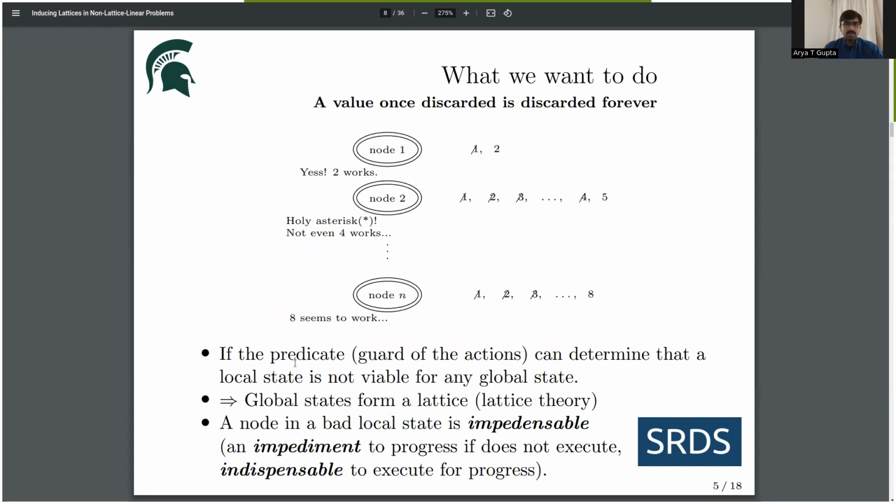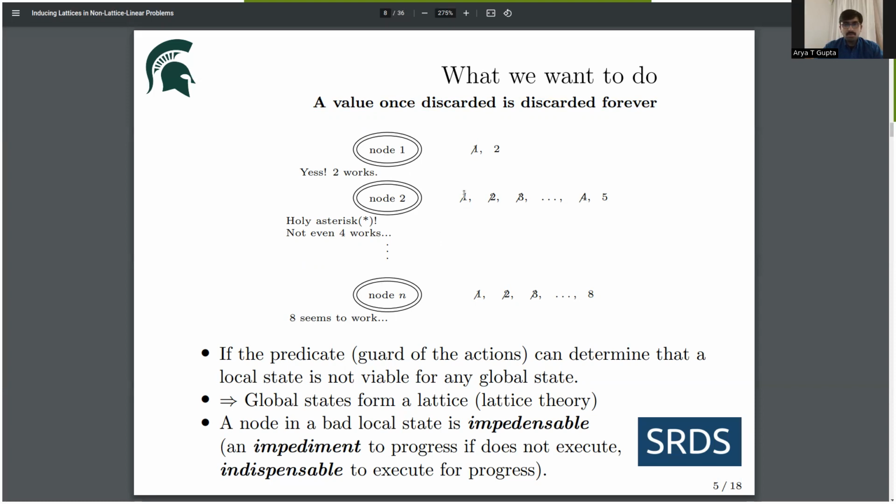So extending our discussion towards asynchrony, we want to design the guards in such a way that they enable the nodes to take decisions such that a value once discarded is discarded forever. In this figure, there is a system that we are trying to depict. There are several nodes. Let's see the behavior of node 2.